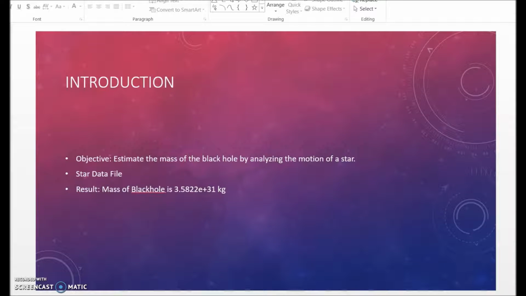So the objective of this lab was to estimate the mass of a black hole by analyzing the motion of a star. The star's data was given to me in a CSV file, and I used Python in order to analyze its computational model and figure out the mass of the black hole. And my result was that the mass of the black hole is 3.5822 times 10 to the 31 kilograms.